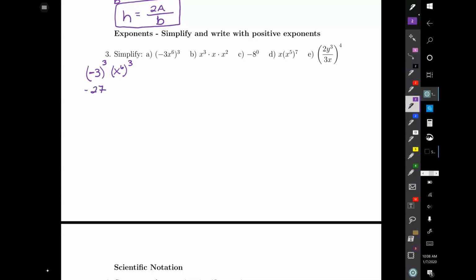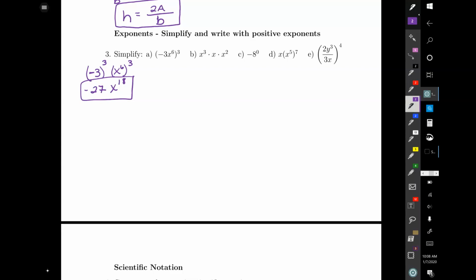Sometimes I have you leave them in exponent form. I'll specify on a test or a quiz. So x to the 6th raised to the third power, that's like 3 factors of x to the 6th. So we would have x to the 18th. So we multiply our exponents when we're raising a power to a power. So my final answer is -27x to the 18th power.